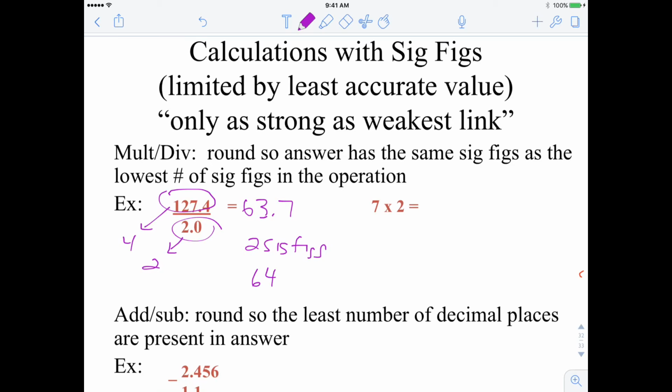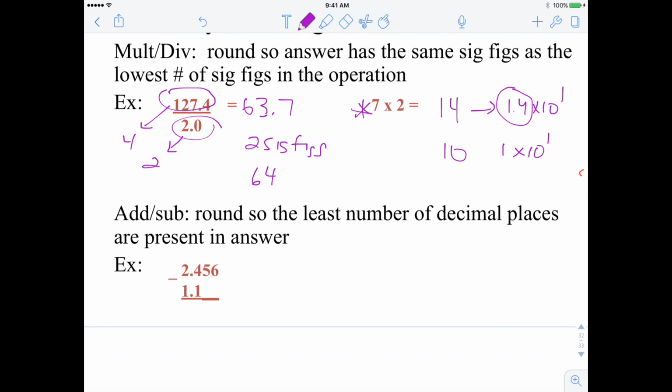Let's try the next one. 7 times 2. Put that in my calculator. I don't even need to. 14. That's 2 sig figs. So I need to round this to 1. So the closest number to that would be 10. Now this one over here is a little bit ambiguous. How do I deal with that? Well, one way is to put it in scientific notation. 1.4 times 10 to the first. Now I round this number to significant figures. One significant figure would be 1 times 10 to the first. That's the same as 10. Significant figures and scientific notation go together. It helps you to get rid of any ambiguity.